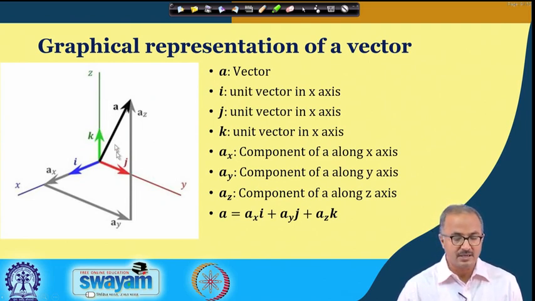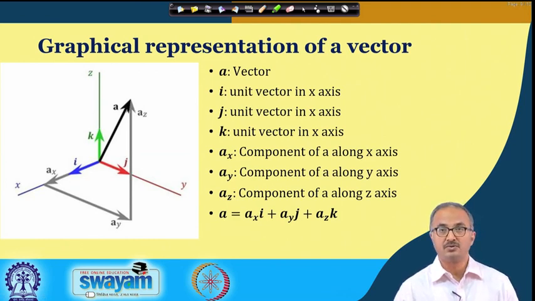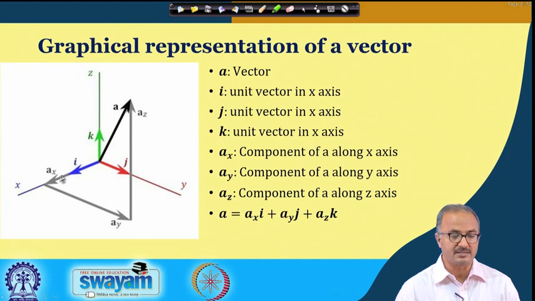Now to reach this particular point given by this vector A, we can resolve it. That means we can divide it into three components. First we travel in the x direction a distance of ax, then we travel a distance of ay in the y direction, and we travel a distance of az in the z direction to reach this particular point. So we write ax times i, that is the vector in the x direction, then ay times j in the y direction, and az times k in the z direction. So this particular vector A is given by these three components in Cartesian coordinates.